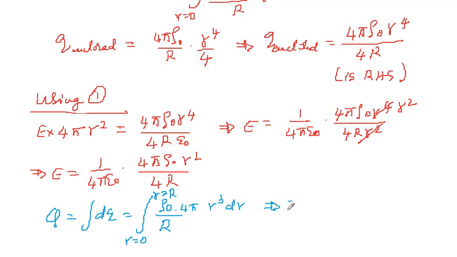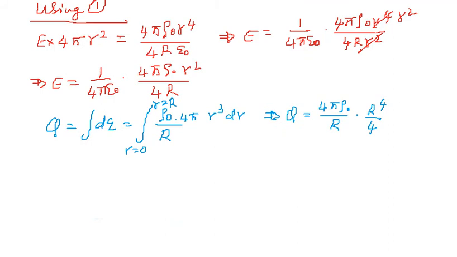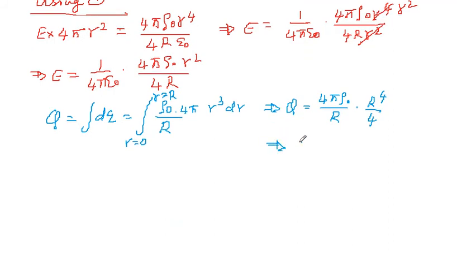So Q capital is equal to 4 pi rho O divided by r into, what I got, the final result, r to the power 4 divided by 4. So what can I write further? Q is equals 4 pi rho O r to the power 3 divided by 4, divided by 4. This equation should appear in this equation.